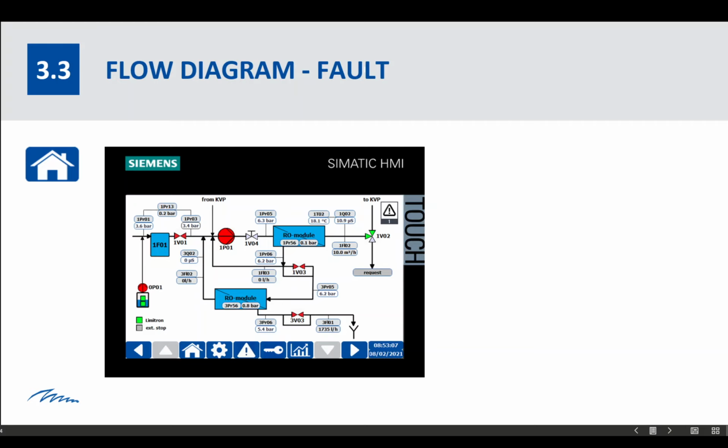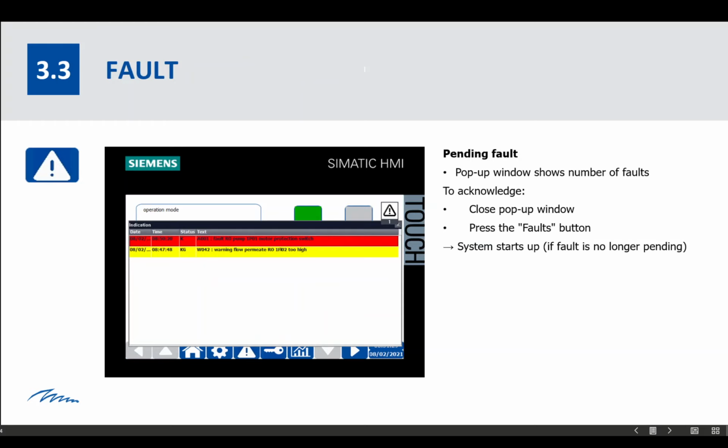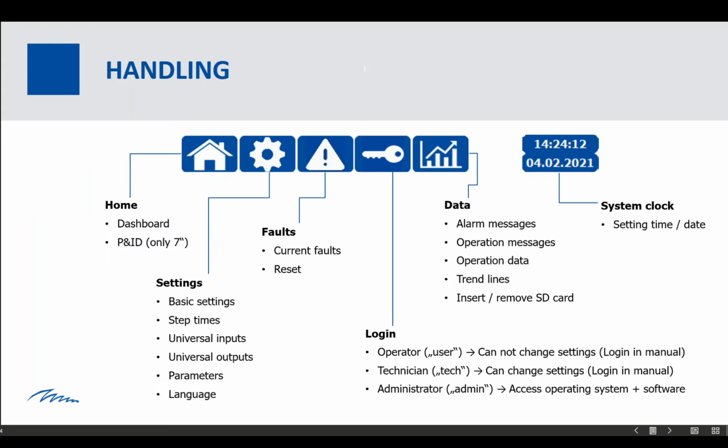If there's a problem with the unit, as I've mentioned before, then there will be some red indications. So we see, okay, we have a problem with the pump, the inlet valve, concentrate valves. So you directly see which component is causing you problems. If you're having faults, then this small pop-up window will pop up and will tell us which fault we are having. And to acknowledge this, we close the pop-up window and press the faults button. System starts up again if the fault is no longer pending. So this was the faults part.